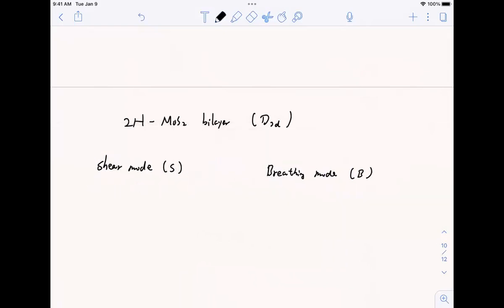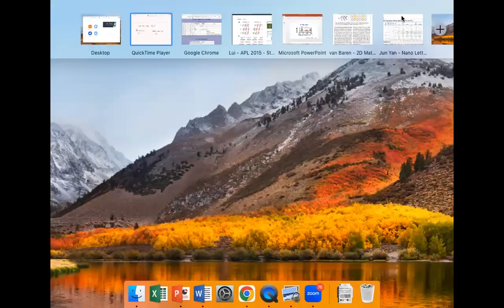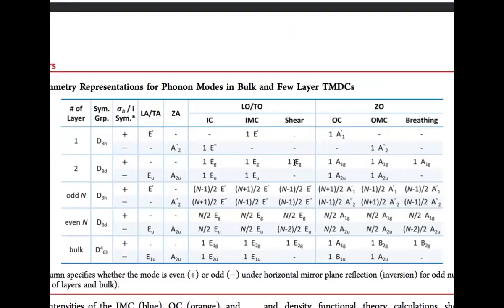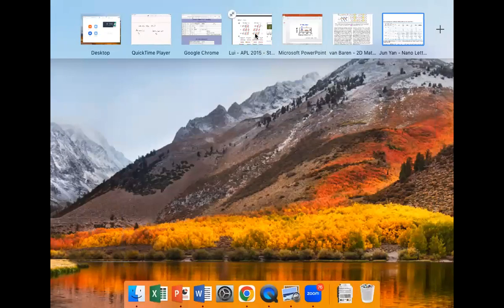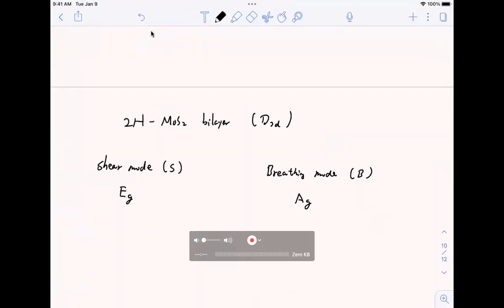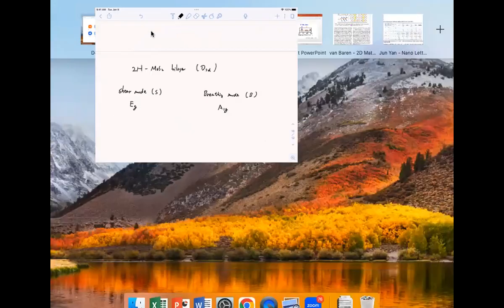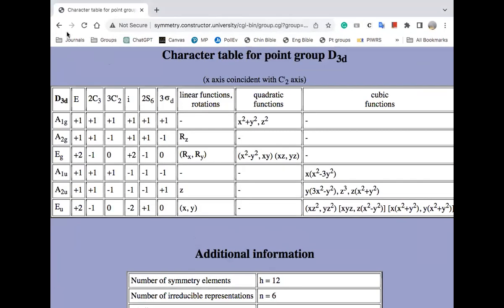So what is the representation? The representation is EG. This will be AG. Okay, so let me double check. Okay, EG, A1G. Okay, A1G. This is A1G. Okay, D3D. Then let's go to D3D again. It's already here. Okay, A1G.